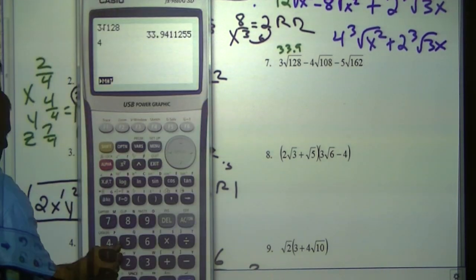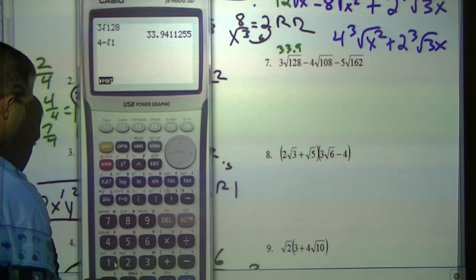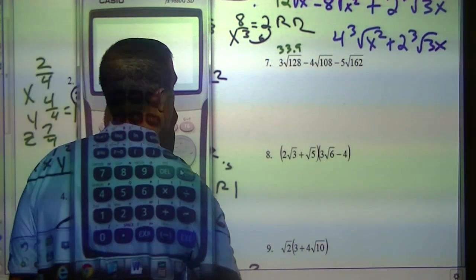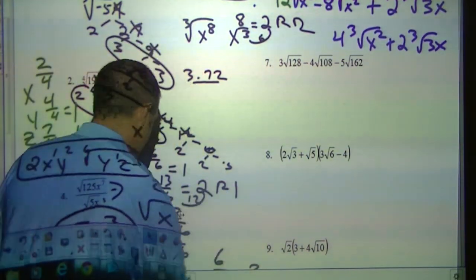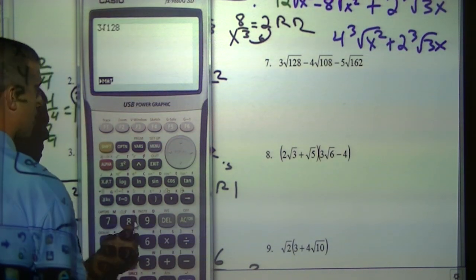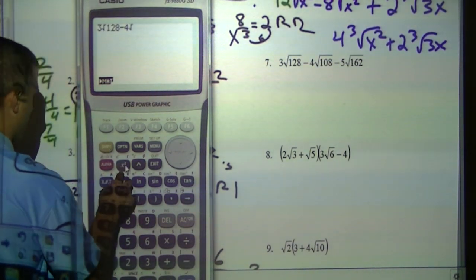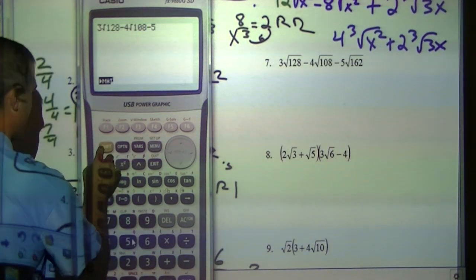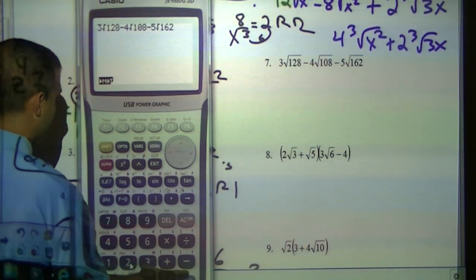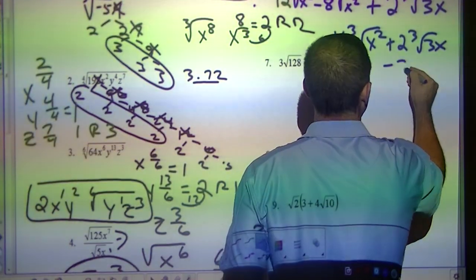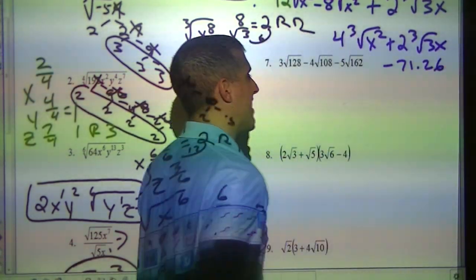Or actually, you know what I can do? Let me just type all these in on one line together. 3 square root of 128 minus 4 square root of 108 minus 5 square root of 162. Okay, so I got negative 71.26. So when I get done, that's what I want my answer to be.